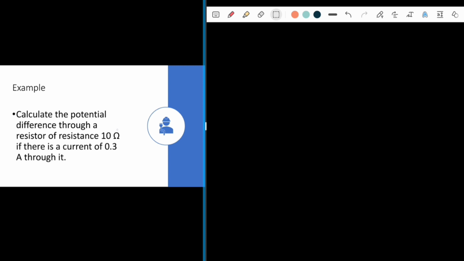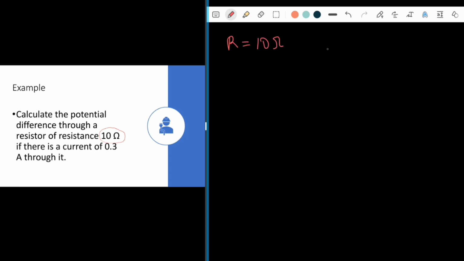What do we have here? We have 10 ohms. That's the resistance. Resistance is measured in ohms. Then we have the current as 0.3 amps. Current is measured in amperes. Then what are we asked to calculate? We are asked to calculate the potential difference.